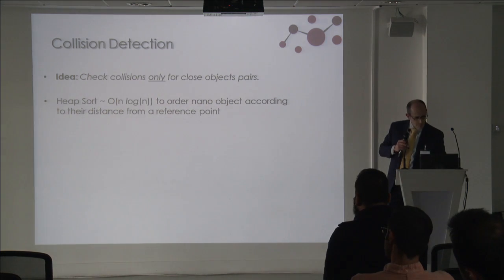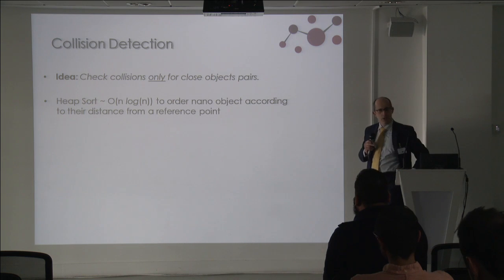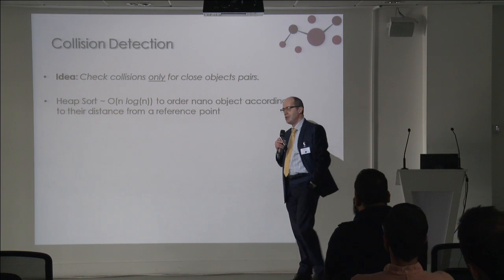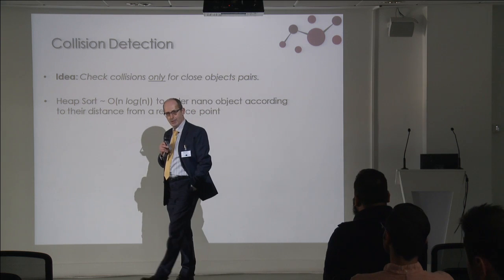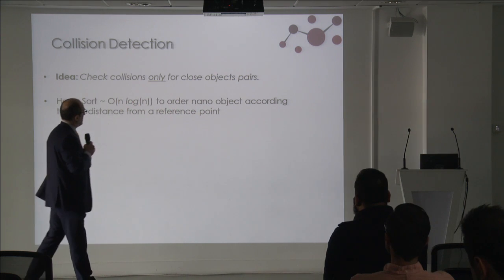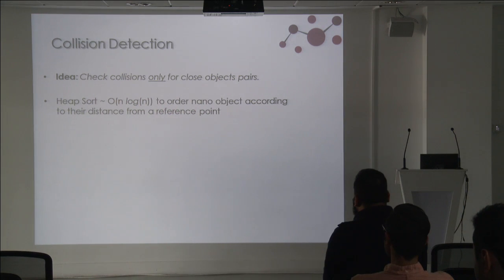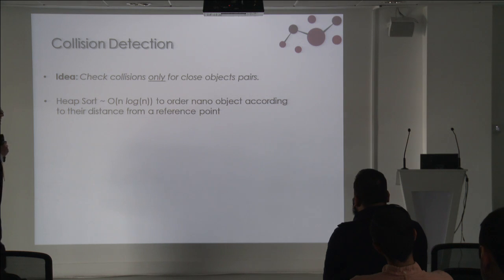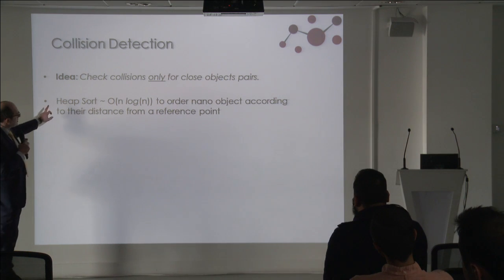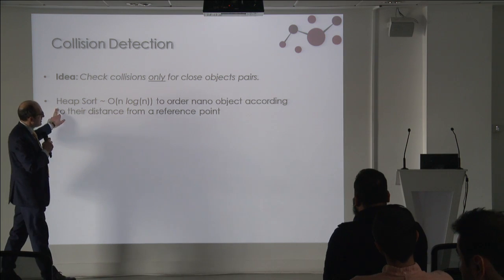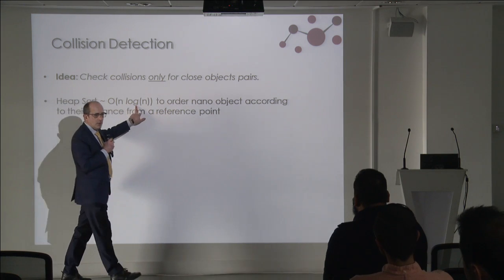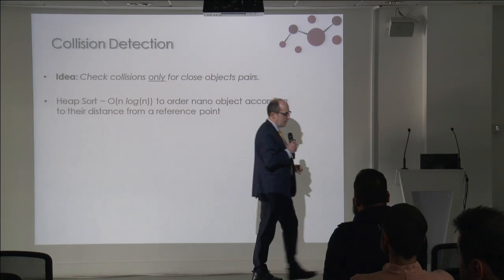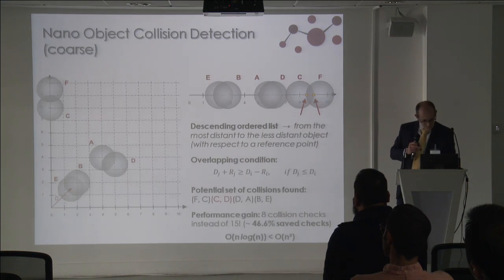Now, the idea is to check collisions only for objects that are close to each other. It is straightforward for a human, but not for a computer system. So our objective, which we reached, is to pass from an n squared complexity to an n log n complexity. And let me explain how we did it.